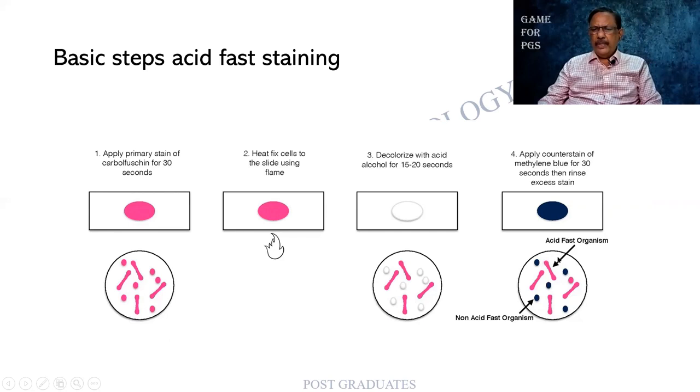So you get a picture like this. The bacilli retain the red stain and the other substances take up the methylene blue color. These are the basic steps of acid-fast staining. This is applicable to the leprosy bacillus also. Then why do we need a modification?